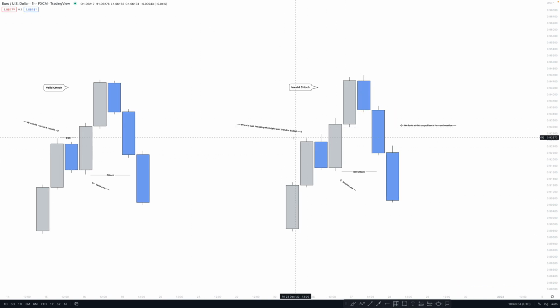In the second example, guys, here we have an invalid change of character. Okay, so as you can see, price is breaking highs and we do not have any retraces in momentum. And this is where a lot of people are making mistakes. Because again, they see this bearish candle and they somehow think that this low is valid, and if price action breaks this low, this is change of character. But this is not change of character.